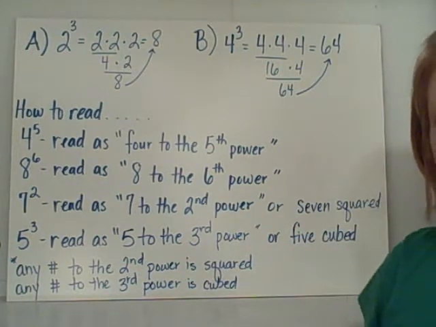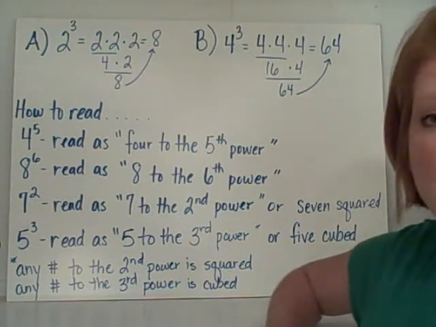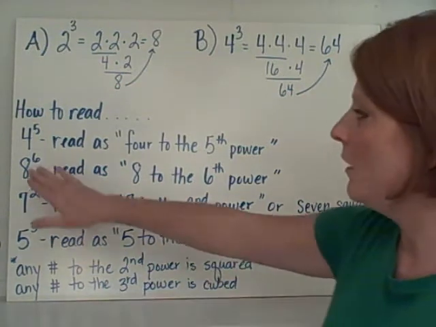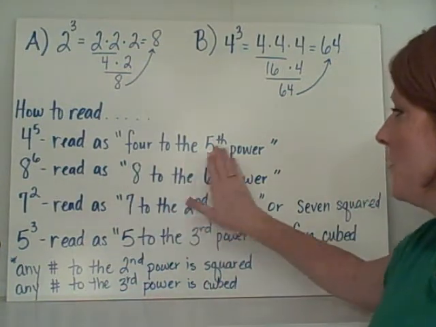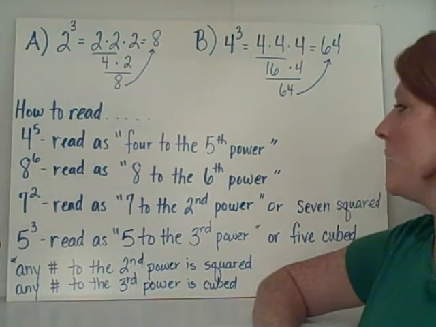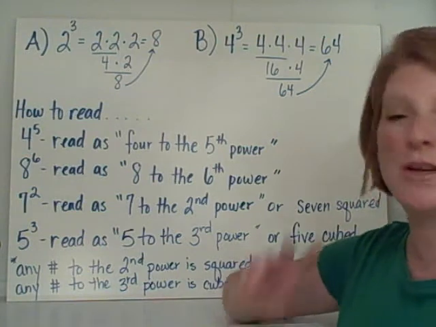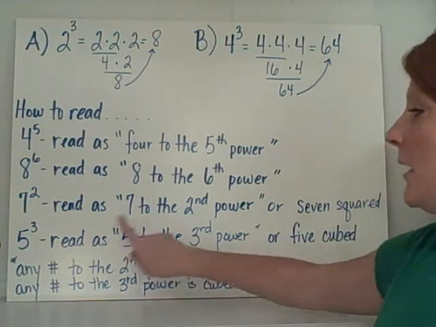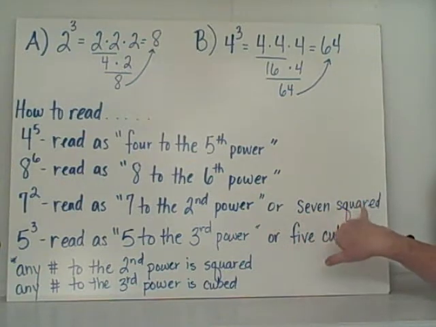When I think about how to read exponents, a lot of people read them differently. This is how I would like for you all to practice reading them. 4 with an exponent of 5 is read as 4 to the 5th power. 8 with a 6 as an exponent is read as 8 to the 6th power. 7 with a 2 as the exponent is actually read two different ways. You can read it as 7 to the 2nd power or 7 squared.